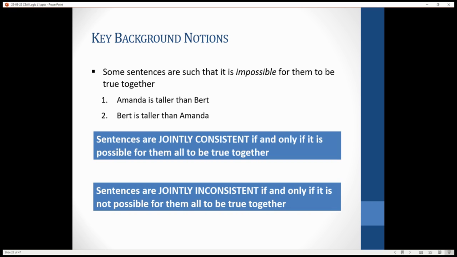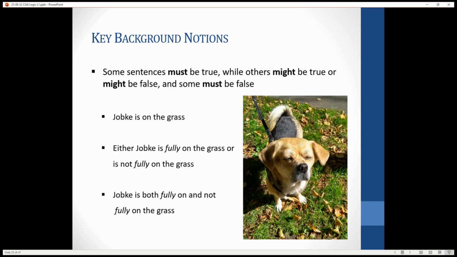Okay, but that's about sentences taken as groups. We might think about sentences by themselves. It seems sometimes sentences have a different kind of grip on truth. So this is my old dog, Yabka. I keep her in the slides for this sort of little memory here. It seems like some sentences are such that they have to be true. And some sentences are such that they have to be false. And then there are some which could be true or could be false.